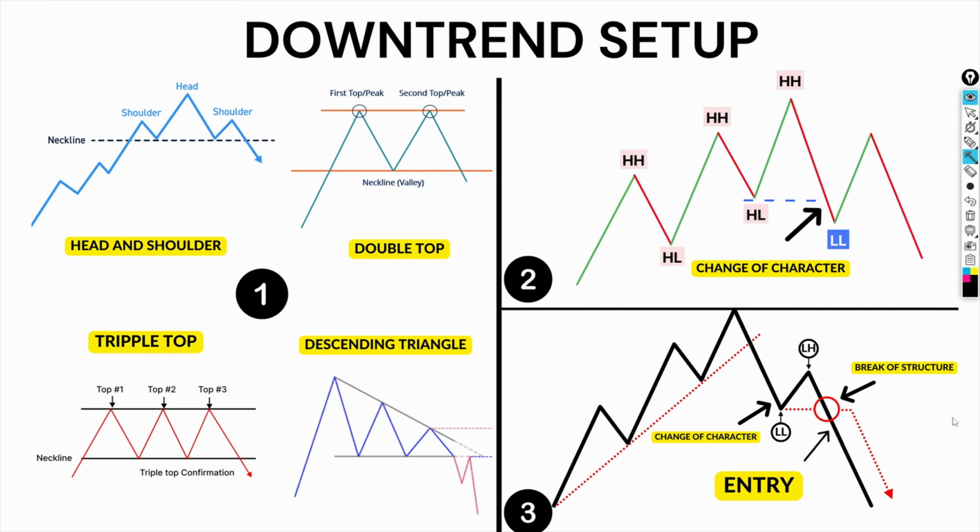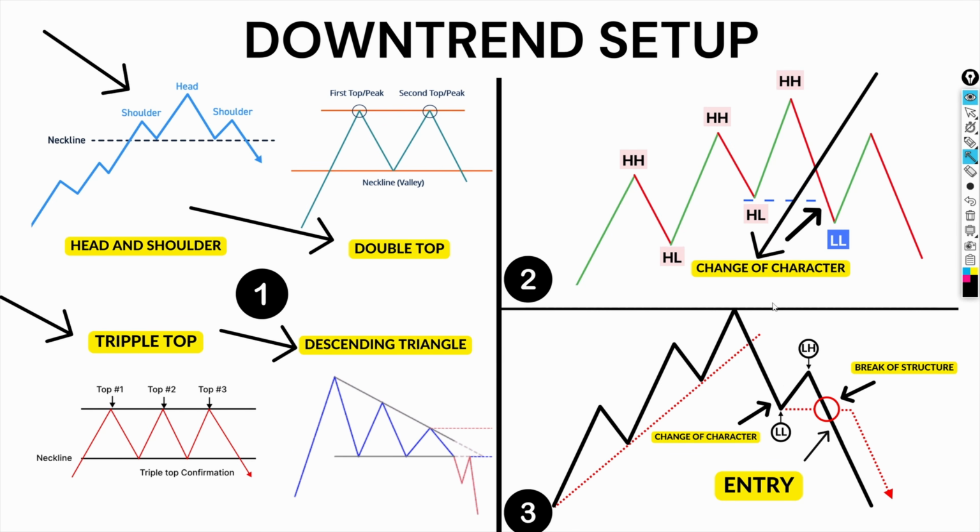Similarly, for a downtrend setup, you will look for a head and shoulders pattern, a double top pattern, a triple top pattern, or a descending triangle pattern. Ultimately, we can say that you are looking for loss of momentum in the market. Once you have loss of momentum, you then will wait for the market to give you a change of character by creating a new lower low swing, breaking the previous higher low swing. This is your neckline. Once it's broken, you then will look for a break of structure, and once you have a break of structure, you can enter your trade.